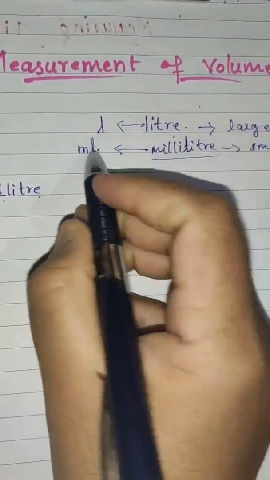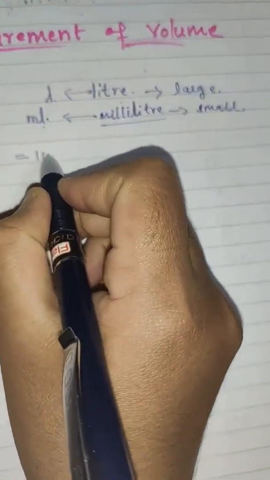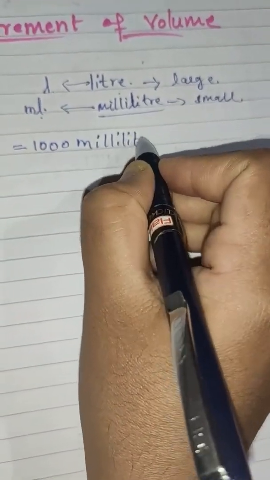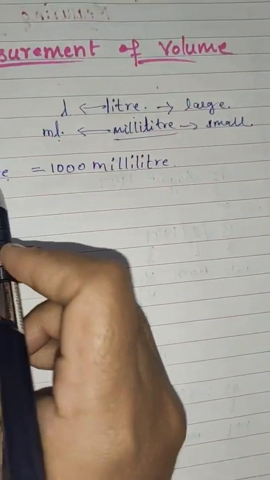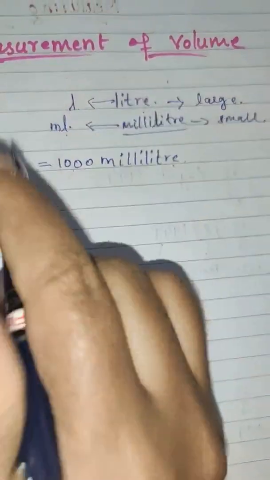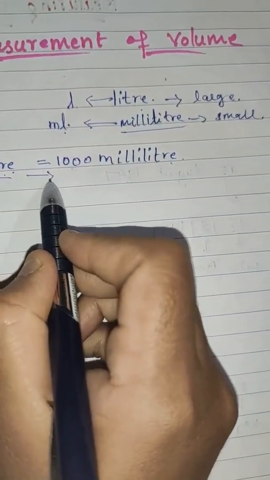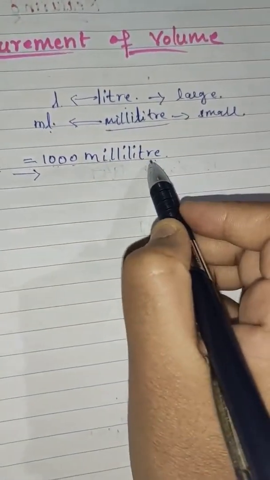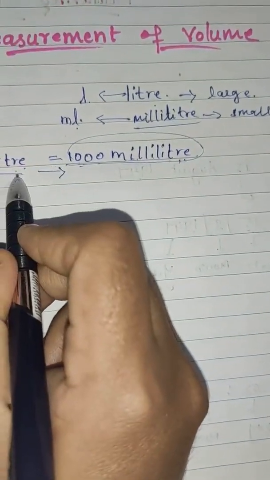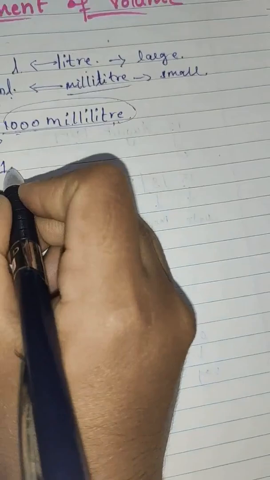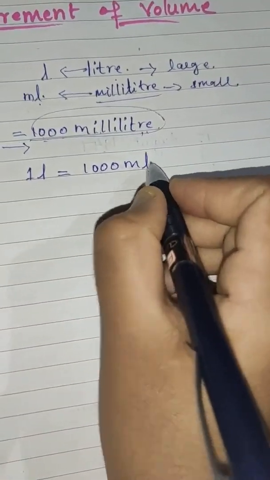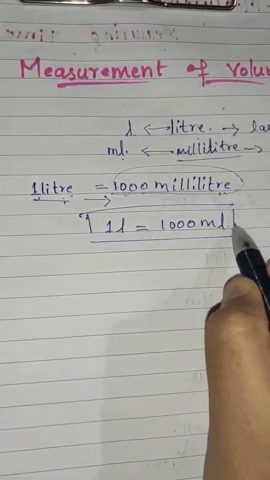So children, 1 liter is equal to 1000 milliliter. You have to remember this very carefully. 1 liter is equal to 1000 milliliter, not 100. So 1000 milliliter altogether form 1 liter. You have to remember this, children.